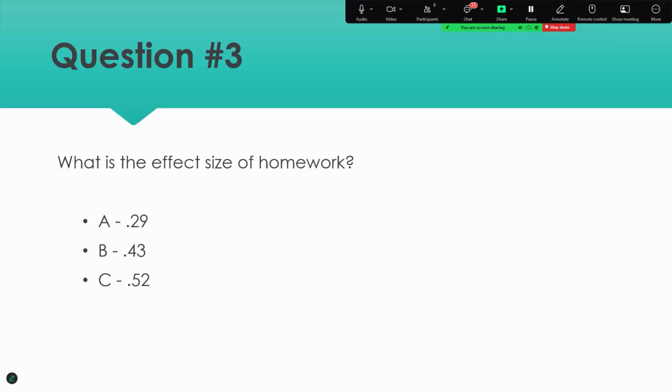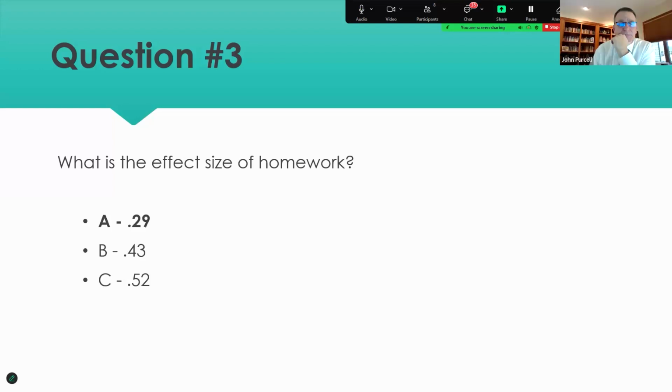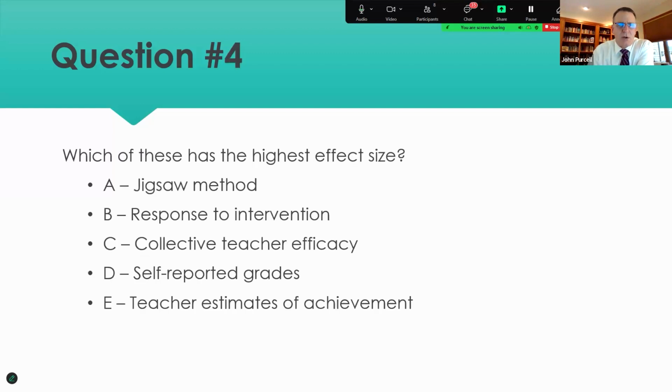Lots of A's, John. What's that? Lots of letter A's. Four in the chat say letter A so far for this one. Correct. Again, it depends on how your homework's designed. Some homework can be effective, all in how it's designed, but overall, with meta-analysis on those studies, it's 0.29, so it's lower.